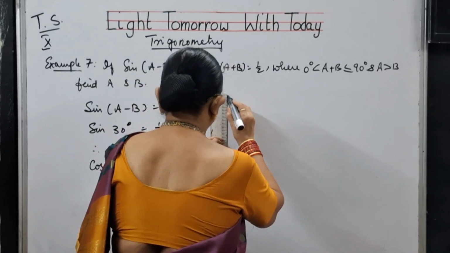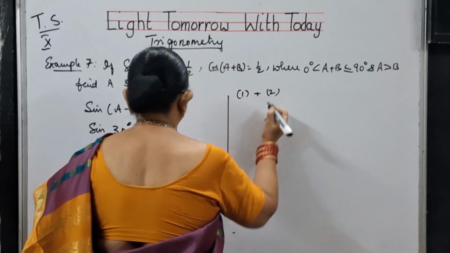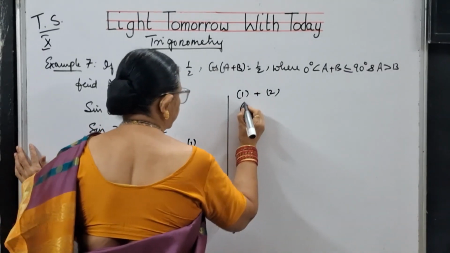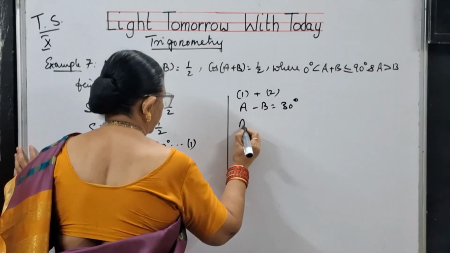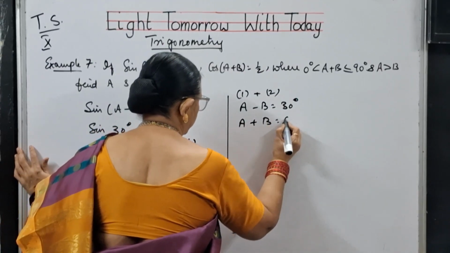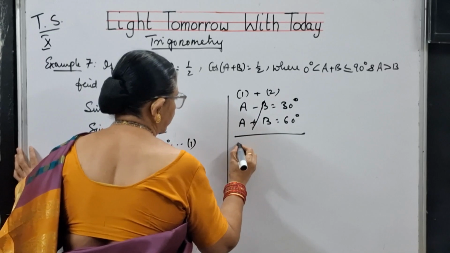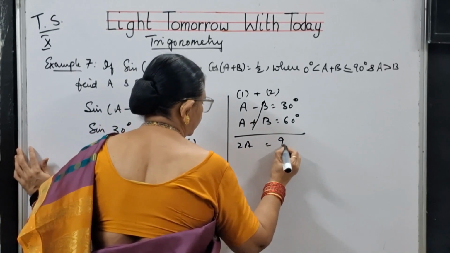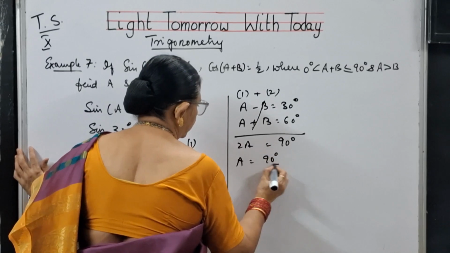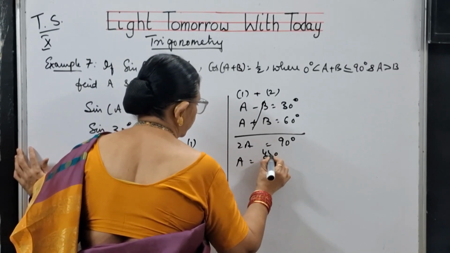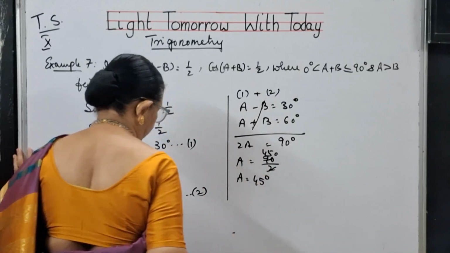Now, we are going to add first equation with second equation. That means A minus B is equal to 30 degrees. A plus B is equal to 60 degrees. So when you are adding, these two will get cancelled. 2A is equal to 90 degrees. A is equal to 90 degrees by 2. So A is equal to 45 degrees.